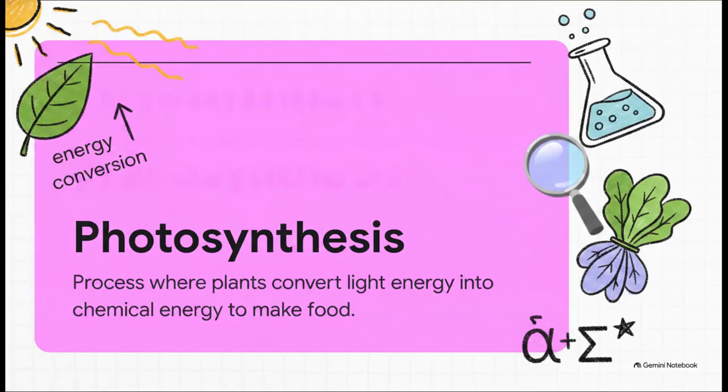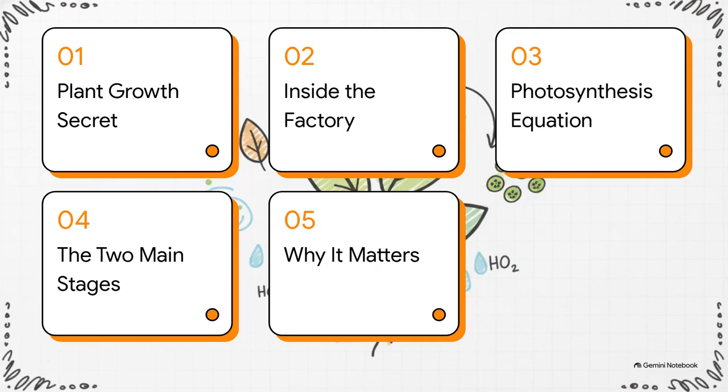The magic word here is photosynthesis. Now, if we break that down, the term actually comes from two Greek roots. Photo means light, and synthesis means putting together. So photosynthesis is quite literally the process where plants convert light energy into chemical energy to put together their own food. Here's a quick roadmap for today's explainer.